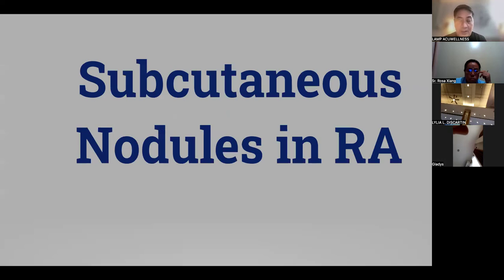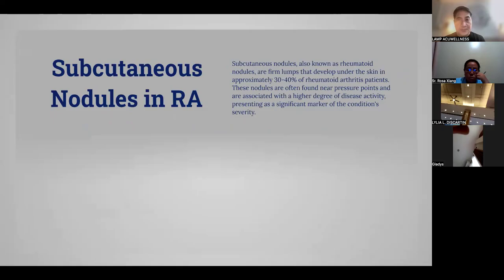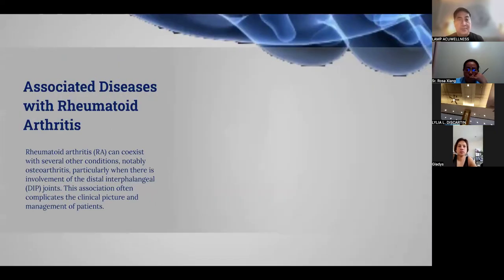Okay, another very prominent feature is subcutaneous nodules. These are firm lumps that develop under the skin in approximately 30 to 40% of RA patients. They are found near pressure points. They are associated with higher degree of disease activity. So this is a significant marker of the condition severity. So if you see a lot of sub-Q nodules, this is a sign na medyo severe na yung RA niya.